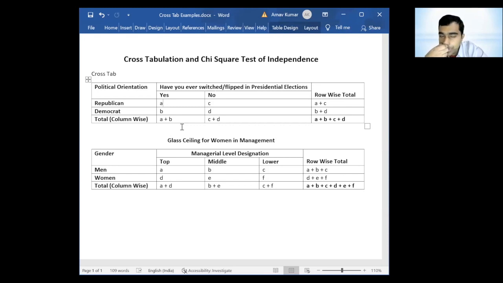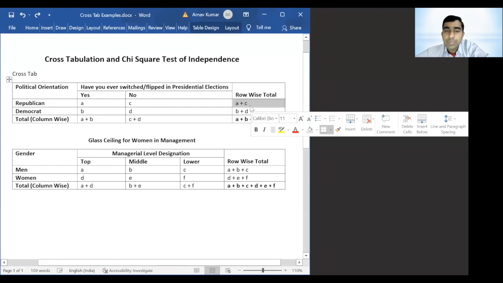So what we can do is find what percentage of these are switching, because A, B, C, D are absolute numbers: 100, 150, 200, 250. So we can find the proportion of this out of the total. We can do A divided by A plus C. A divided by A plus C will result in the proportion of Republicans who are switching, because A are those Republicans who have switched, divided by A plus C, because A plus C are the total number of Republicans.